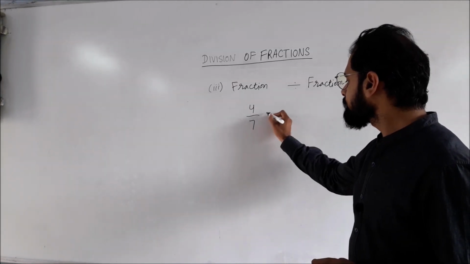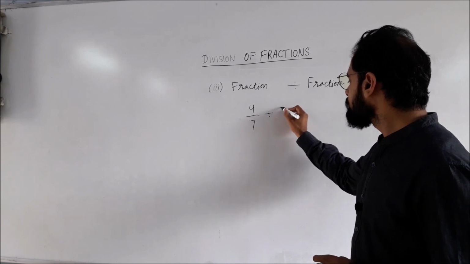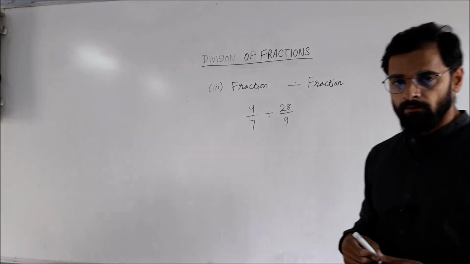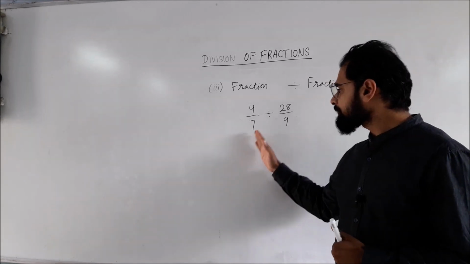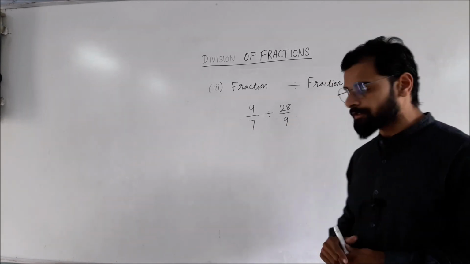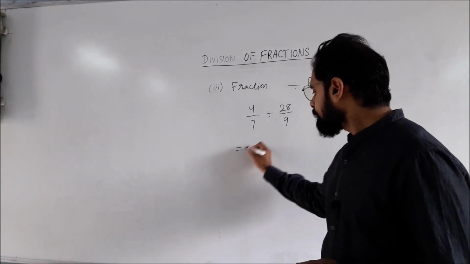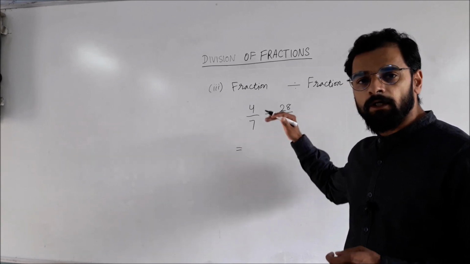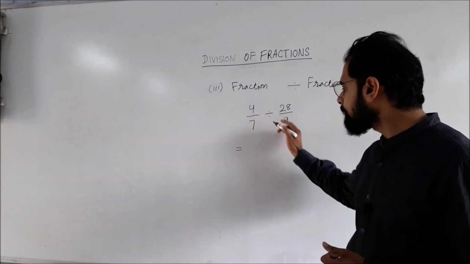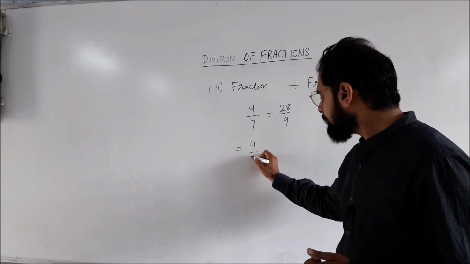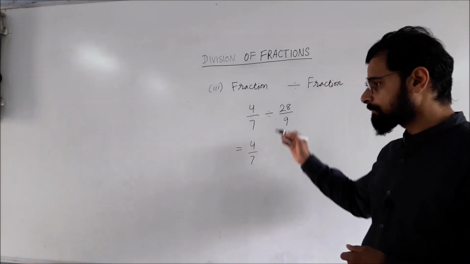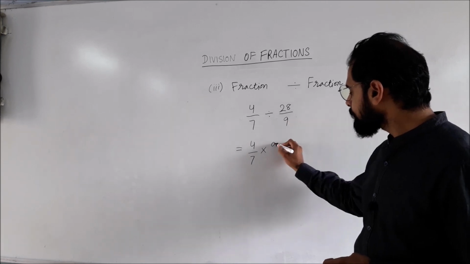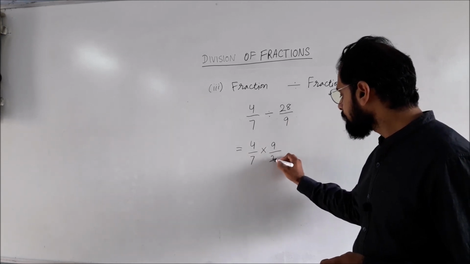Four over 7 is to be divided by 28 over 9. We are dividing a fraction by another fraction. Here the two numbers are already in fractional form, so we are not going to change them into any other form. We will straightaway start with the division process, that is, changing the division into multiplication and taking the reciprocal of the divisor.